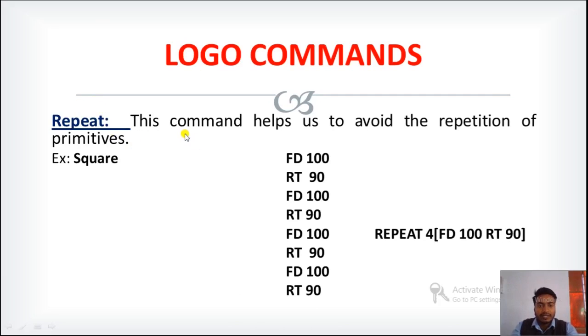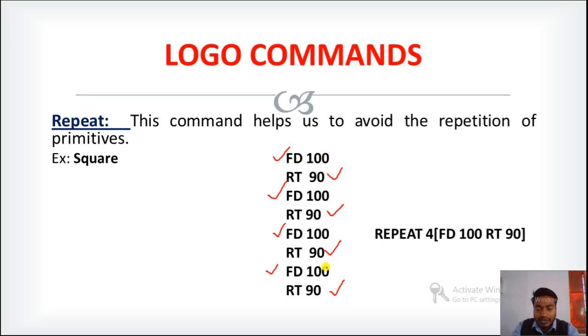Now, the repeat command. This command helps us avoid the repetition of primitives. Here you can see the program to draw a square, and these are primitives. You can see how many times we have used the FD command: FD 100, FD 100, FD 100, FD 100, four times, and the RT command, RT 90, four times. That means we are repeating the FD command four times and the RT command four times.